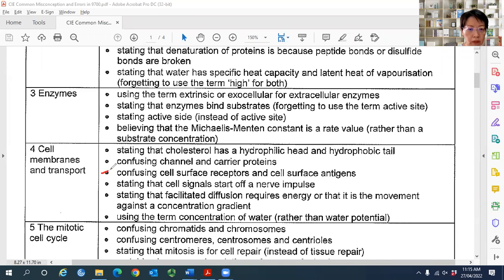Confusing cell surface receptors and cell surface antigen, they are different, right? Cell surface receptor is supposed to actually allow a signal molecule to bind, isn't it? Okay, whereas cell surface antigen can be a glycoprotein or it can be a glycolipid, which acts as an antigen, isn't it? Because you got this glyco, it means you got this carbohydrate chain on protein, carbohydrate chain on phospholipid. So this is your surface antigen, these two, okay, which is different from your receptor.